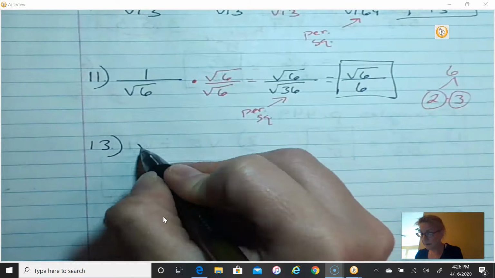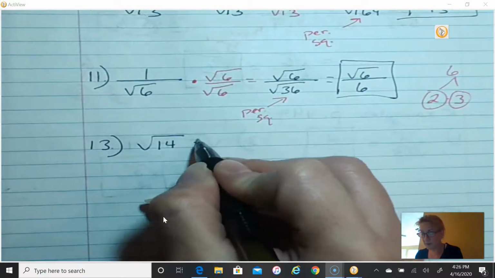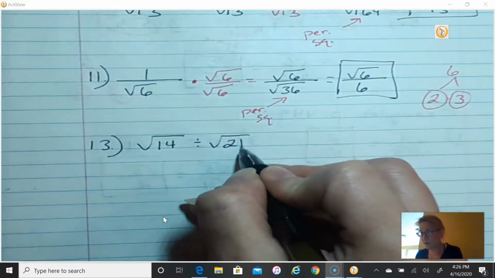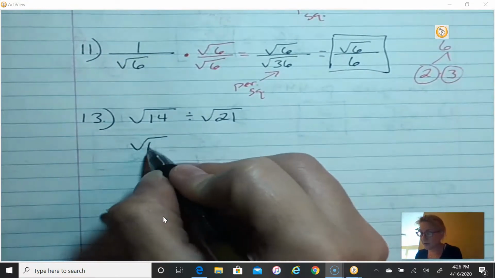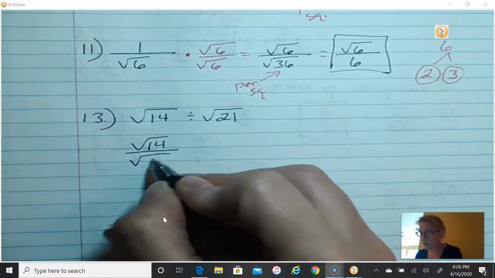13. I have the square root of 14 divided by the square root of 21. Put them as a fraction, so I have square root of 14 over square root of 21.